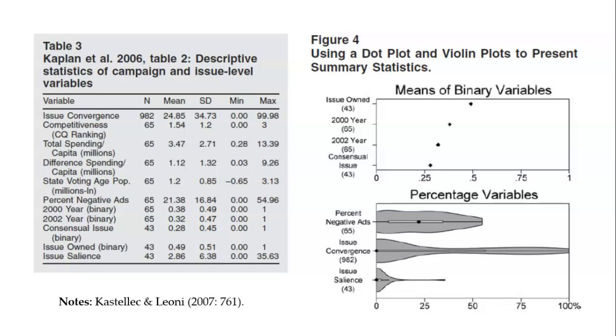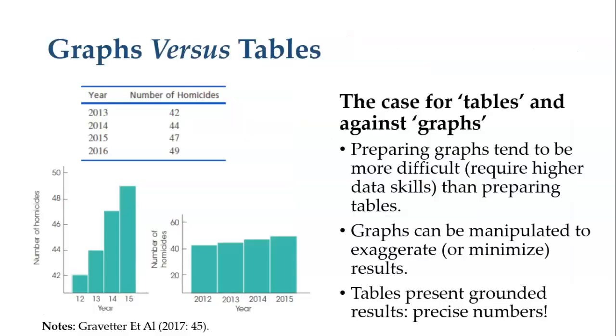Figures are much more the golden standard to present these results. Nowadays, we tend to use figures to present these results in a more powerful way than with tables, okay? But what is the case for tables and against graphs?